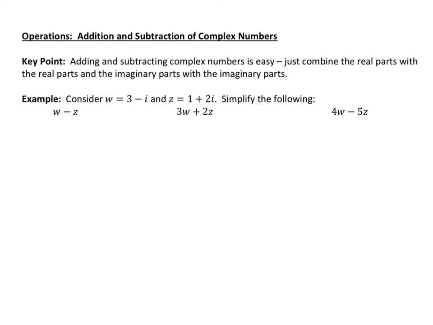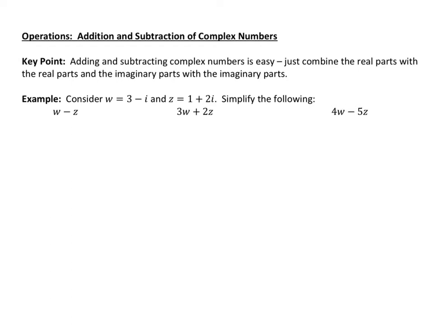So now that we sort of have a basic understanding of what complex numbers are and what imaginary numbers are, we want to move in and talk about operations. How do we add and subtract complex numbers? Well, the good news is that it's actually really easy, right? Adding and subtracting complex numbers is you just combine the real parts with the real parts and the imaginary parts with the imaginary parts, right? It's a little bit like combining like terms in polynomials.